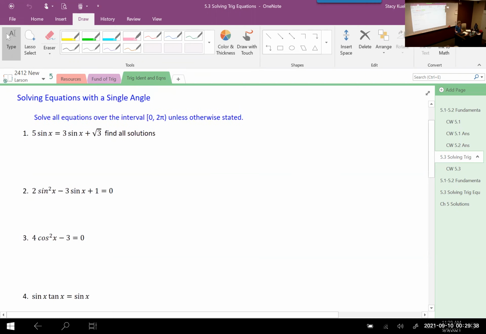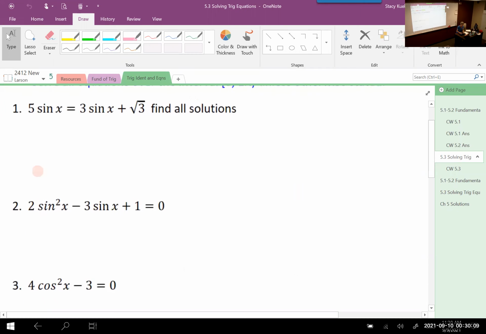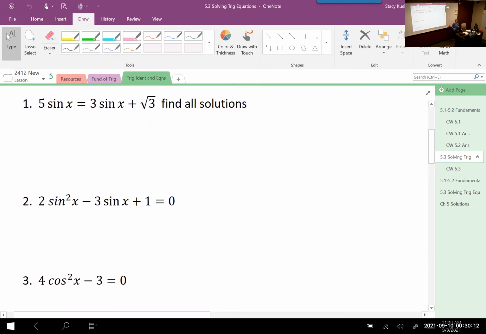Now, when we solve our equations, the process goes back to the algebra that you've already done. Most math teachers will tell you that students fail at calculus, not because of what they learn in calculus, but because of their algebra skills. So this is really just algebra. Don't be afraid of solving these because you know how to solve an equation. I have all the confidence in the world that you all can solve an equation. The first example is 5 sine x is equal to 3 sine x plus the square root of 3.